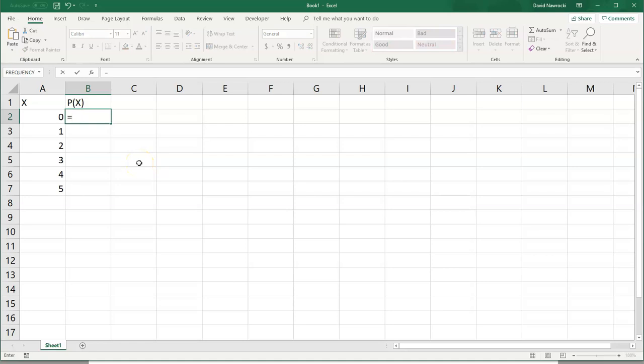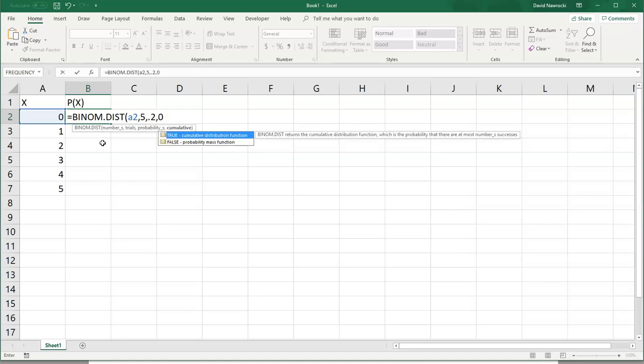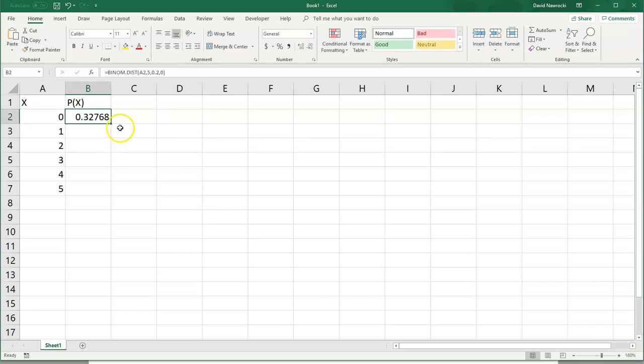So what we're going to type in here is equals, now we want to put in 0 in here. Now that's in cell A2, so I'm going to type in A2. The number of trials is 5. That doesn't change. The probability of getting a late flight is 0.2. And we do not want a cumulative distribution here, so we put 0 there. And we hit enter, and there you go. Now all we have to do is grab that fill handle, drag down, and here is our probability distribution.